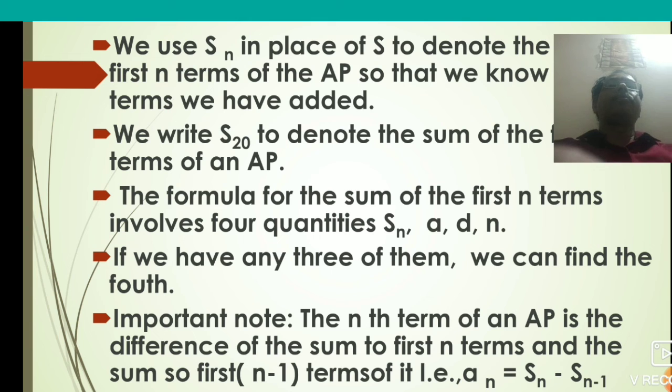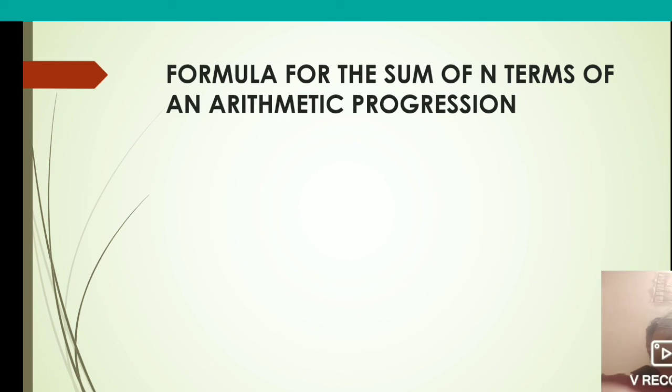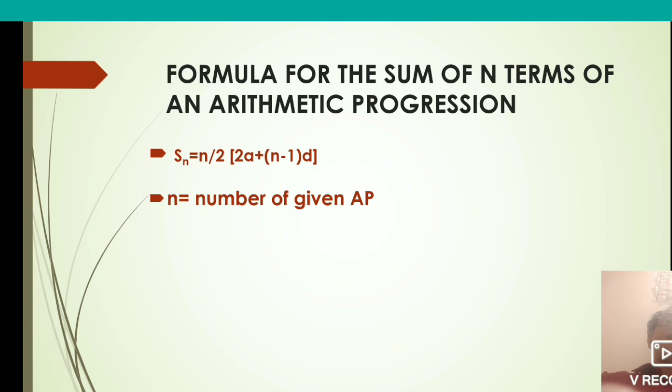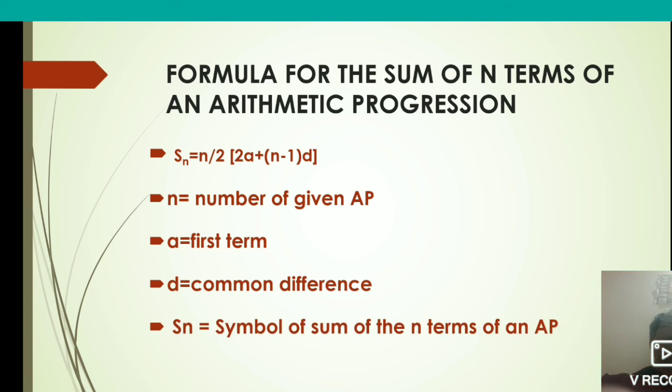Once again, see the formula for the sum of the n terms of an arithmetic progression: Sn is equal to n by 2 into 2a plus n minus 1 into d, where n is the number of terms of the given AP, a is the first term, d is the common difference, and Sn is the symbol for the sum of the n terms of an AP. So like this we can understand the formula for the sum of n terms of the progression.